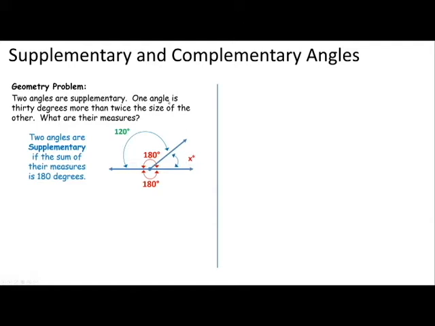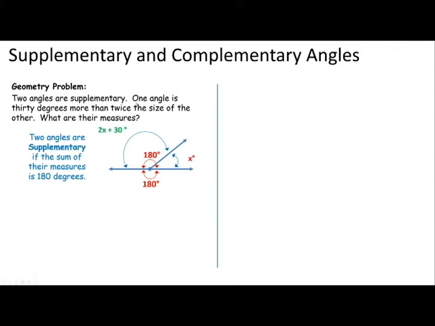the problem tells me that one angle is 30 degrees more than twice the size of the other. One angle is 30 more than twice the size of the other. If x is the measure of the smaller angle, we can describe this larger angle as being 30 more than twice the smaller. Do you know how we would write that algebraically? Well, hopefully you realize that is 30 more than twice the smaller angle.